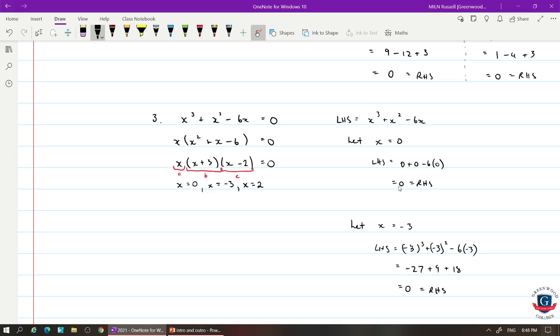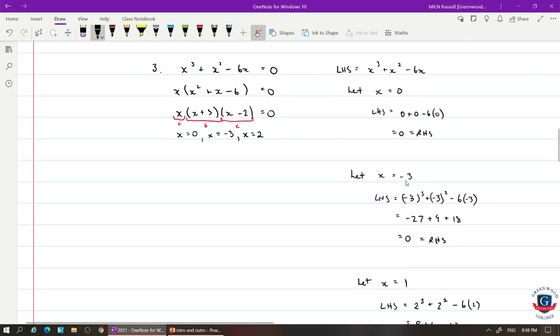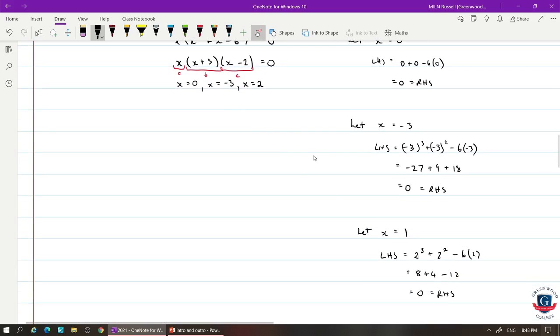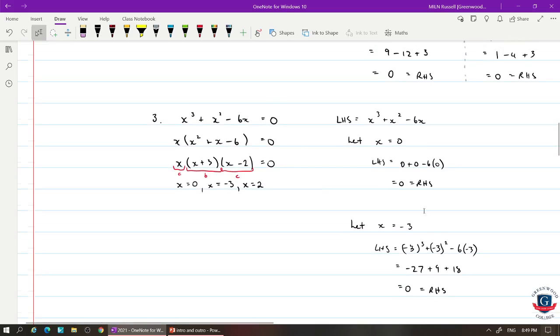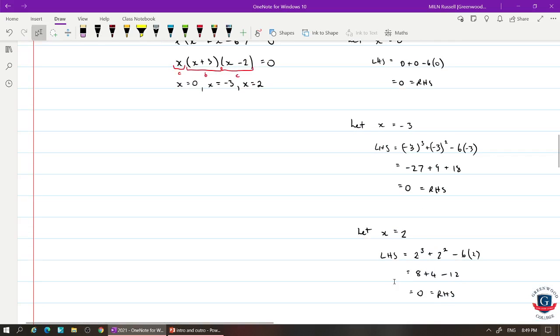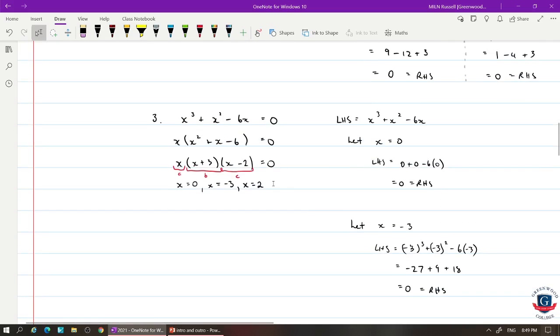Stick 0 into this equation, we get 0. Stick -3 into this equation, and guess what? We get 0. And similarly, x equals 1. I don't think x equals 1 will work, but I'm pretty sure x equals 2 will. Let's stick a 2 in here. Stick 2 into this equation, and similarly we'll get 0. If we stick any other value in there, we will not get 0, and that statement will not be true.